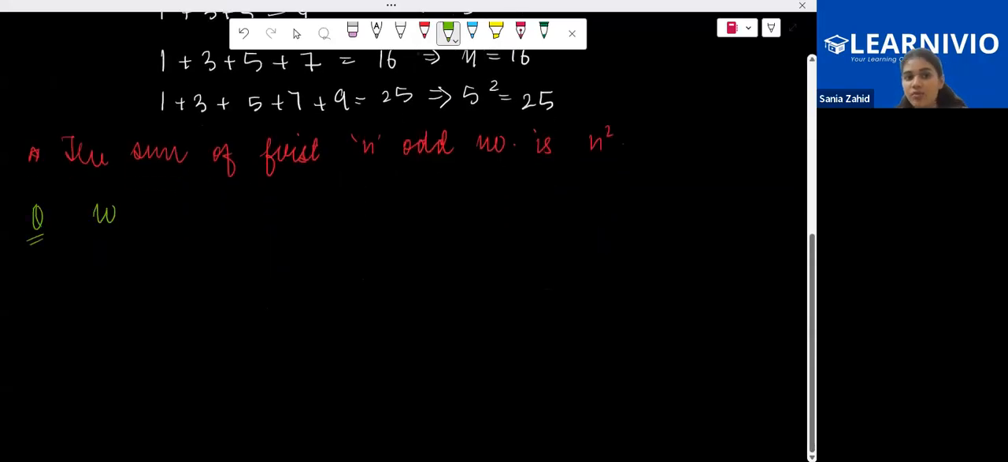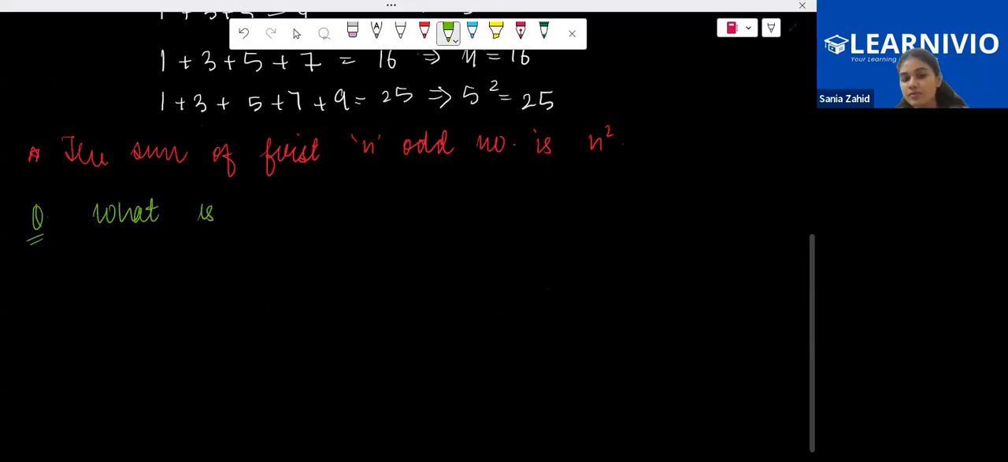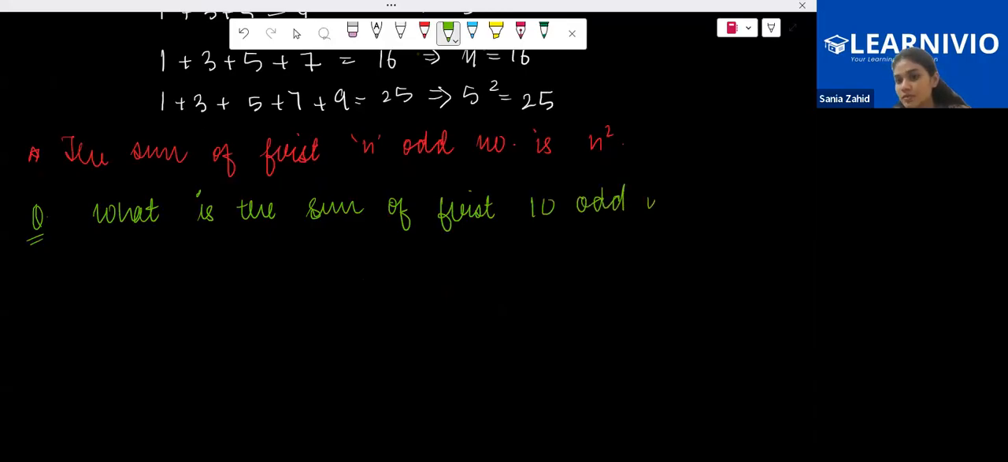What is the sum of first 10 odd numbers? Now, one way of doing this question is to just add all the 10 odd numbers. So what are the 10 odd numbers? 1 plus 3 plus 5 plus 7 and so on. You're writing all the odd numbers and then adding them. Okay, but this is very time consuming.